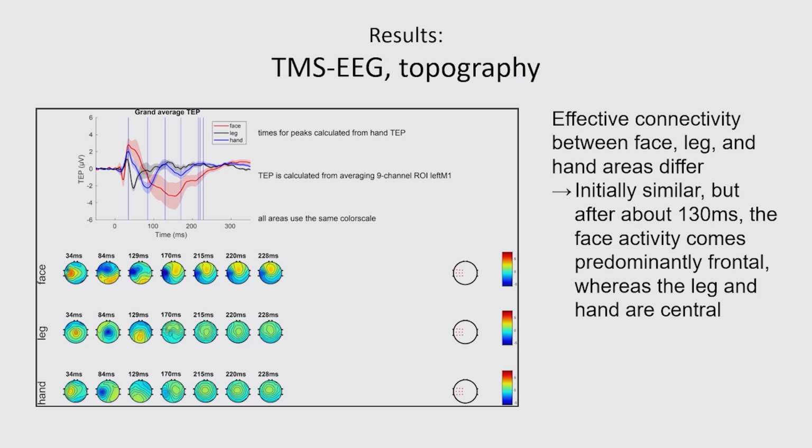Initially the responses look very similar up until 130 milliseconds. And from there on, the face area responses are very frontally located, whereas for leg and hand, the responses keep staying central.